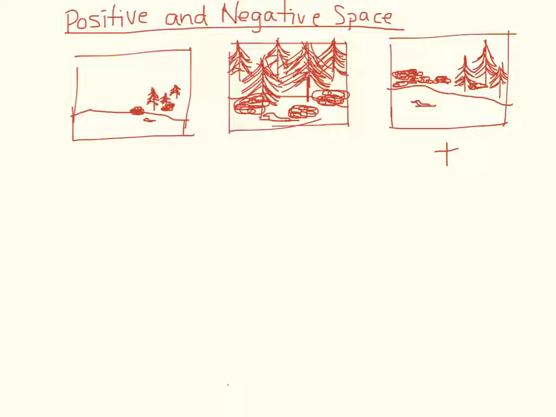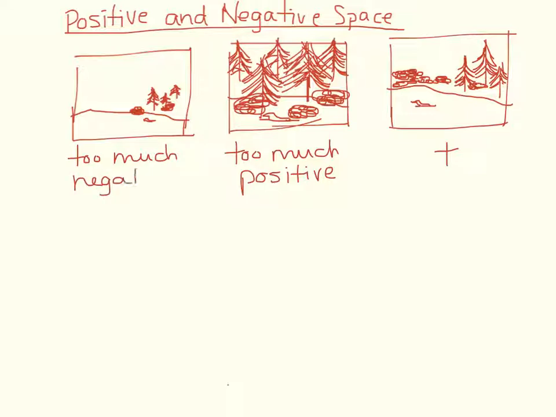In here, there's too much positive space. You can't really see anything except for what's actually there. In here, we've got too much negative space. The drawing that you've made, or the drawing that I've made in this case, is really, really tiny. There's a lot of blank paper, and there's not a lot of actual drawing in it.